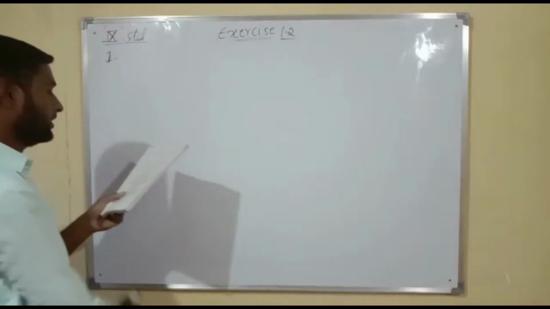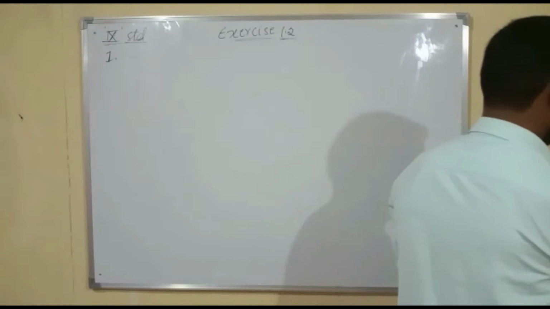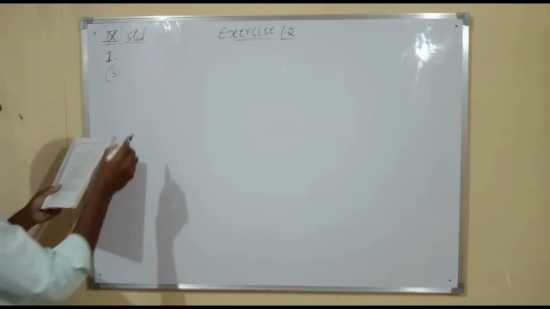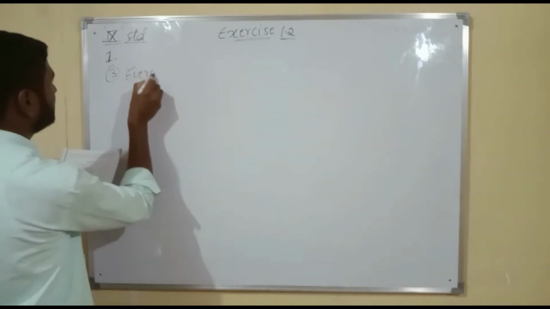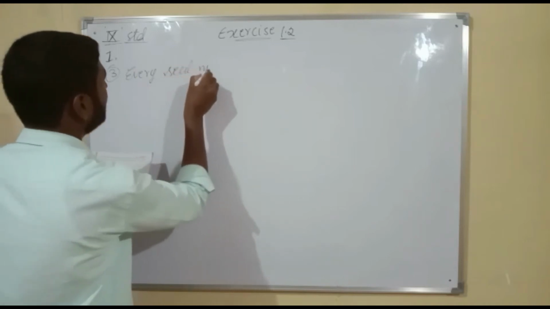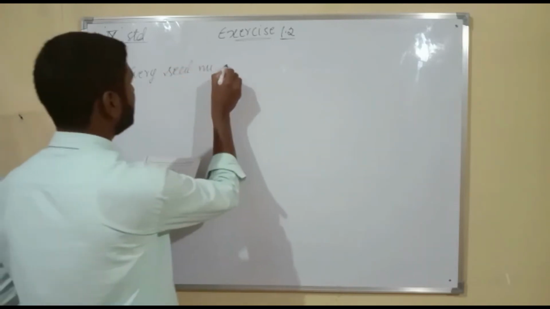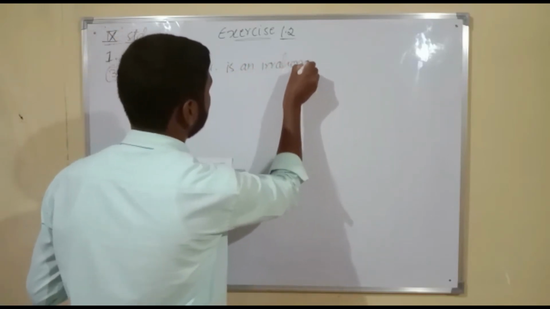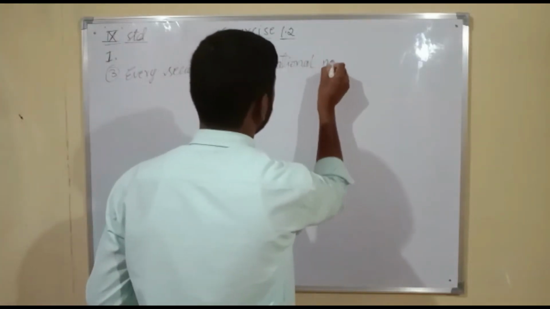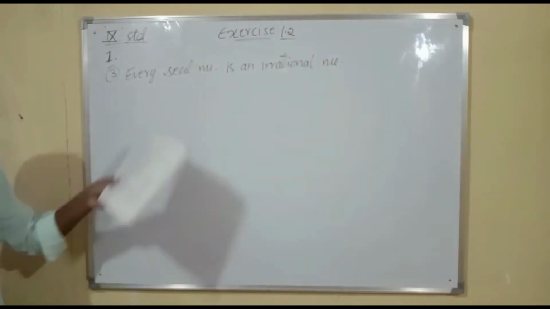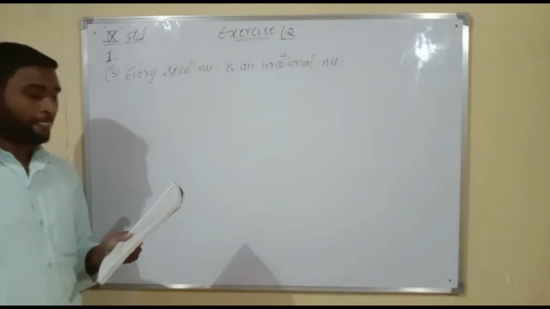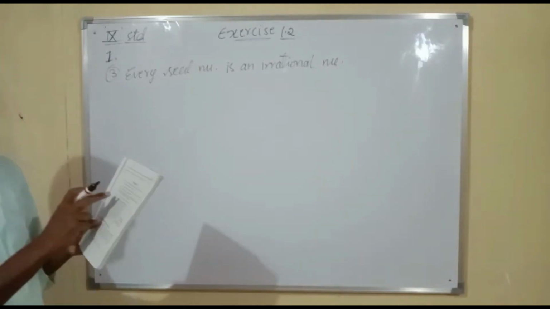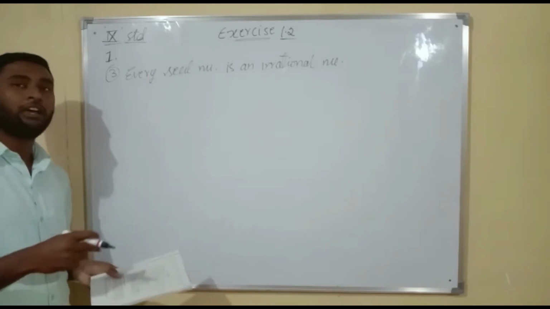Look at the third one. The third statement given is: every real number is an irrational number. This third statement is nothing but the vice versa of the first one that we just solved. Look at the first statement: every irrational number is a real number. The third statement says every real number is an irrational number.